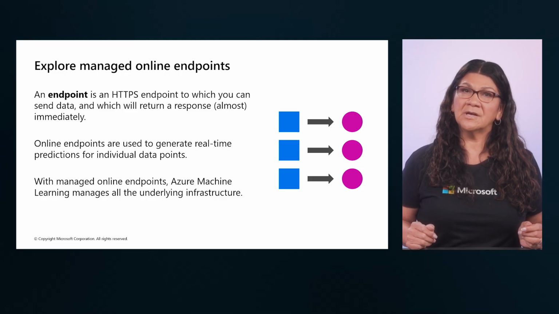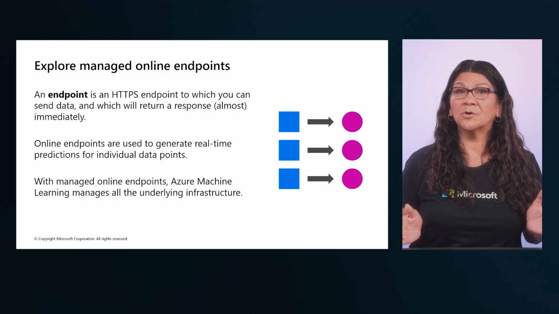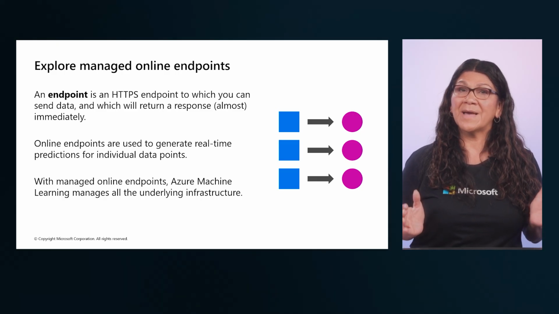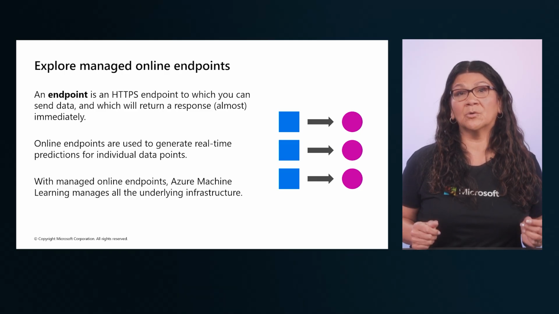Here's a pro tip. Use managed online endpoints for low latency, single record predictions like recommendations or fraud checks, and reserve batch endpoints for large scale, asynchronous scoring workloads.